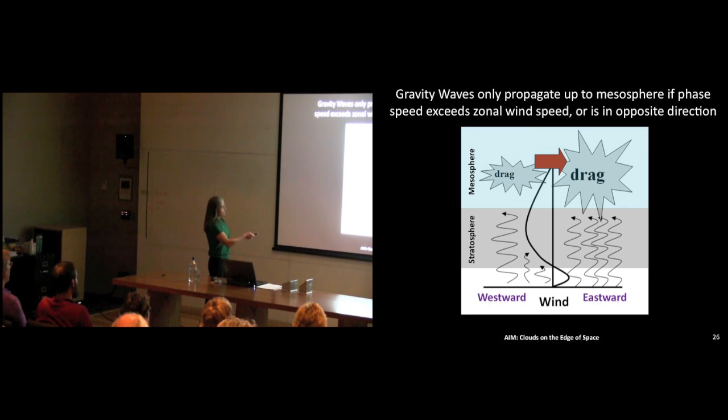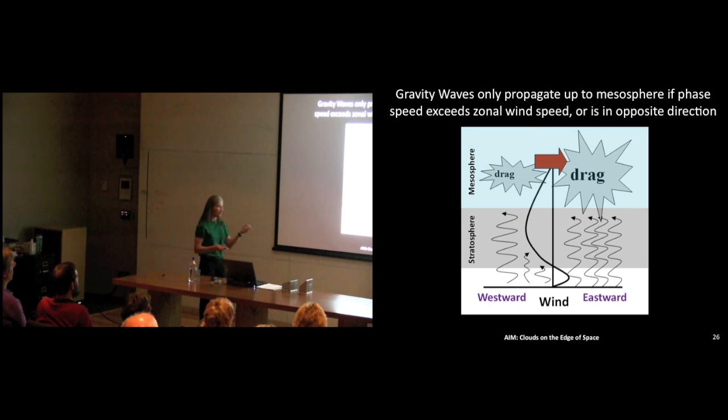Okay, as I said, the waves are only going to be able to make it up into the mesosphere if their speed is faster than the zonal wind, or if it's in the opposite direction. So in this case, your zonal wind is going westward. Mostly, you get eastward waves propagating up into the mesosphere.